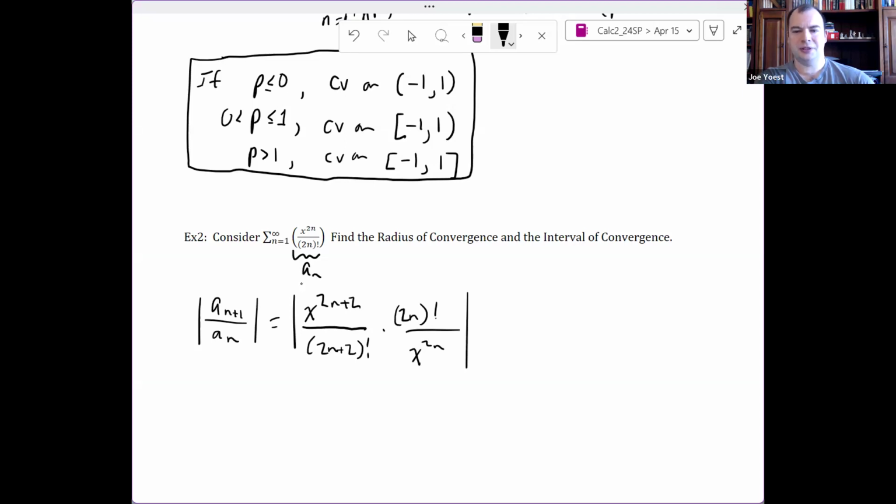I see all of my x's are going to cancel except 2 on the top. So I have absolute value of x squared, or I really can get rid of the absolute values at this point if I wanted to. I have 2n factorial over 2n plus 2 factorial, but 2n plus 2 factorial is 2n plus 2 times 2n plus 1 times 2n factorial. So these are going to divide out, leaving me with 2n plus 2, 2n plus 1 on the bottom.